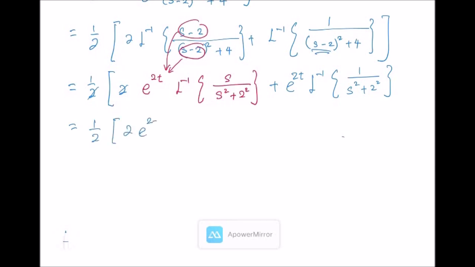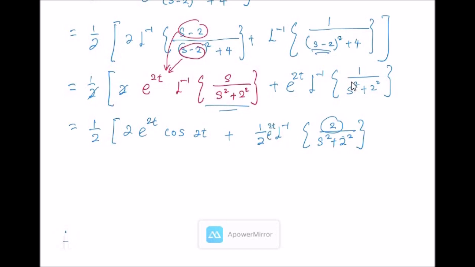2 exponent 2t cos. So this part I will obtain cos 2t plus inverse Laplace transform of sine. So this part is a plus, so I can have the sine. For the sine, the format of sine is 2 over s squared plus 2 squared. But this 2 is an extra, so I need to divide by 2. And I have the exponent 2t.